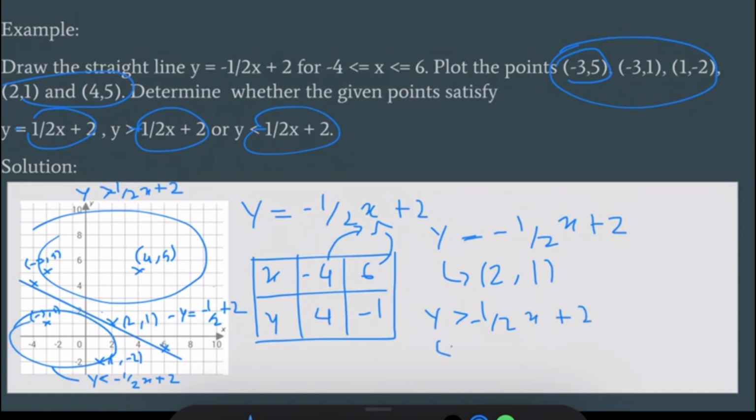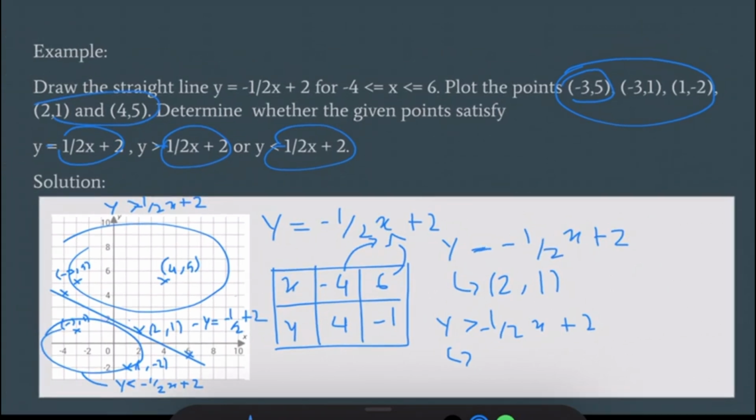Another one is y more than negative 1 per 2 x plus 2. The coordinates that satisfy this one are 1, negative 2 and negative 3, 1. Okay.